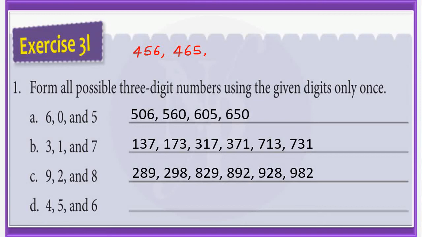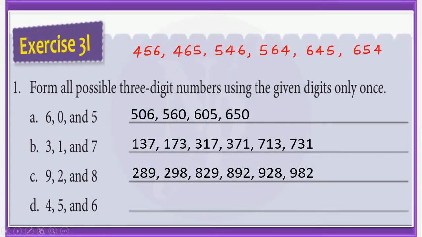Now keeping 5 in hundreds place, I will write 4, 6 to get 546. Again keeping 5 in hundreds place, I will interchange 4 and 6 to get 564. Now I will write 6 in hundreds place and write the digits 4 and 5 to get 645. And finally I write 6, 5, 4 to form another number.